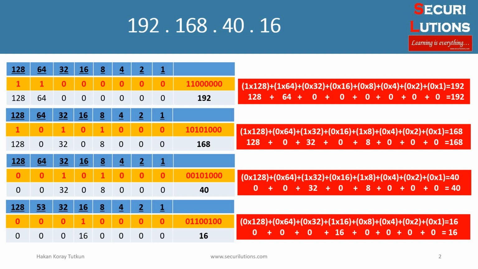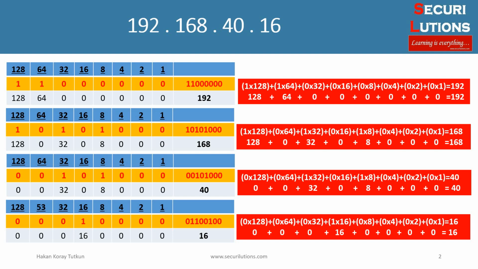In the second example, 1 times 128 plus 0 times 64 plus 1 times 32 plus 0 times 16 plus 1 times 8 plus 0 times 4 plus 0 times 2 plus 0 times 1. The total result of this calculation is equal to 168.